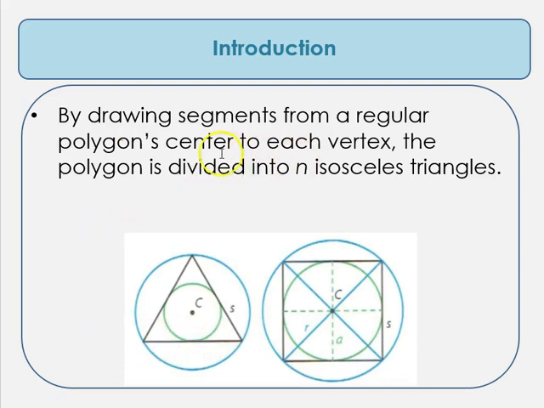By drawing segments from a regular polygon center to each vertex, the polygon is divided into an unknown number of isosceles triangles. So depending on which polygon that you have, and in the square we have 1, 2, 3, 4 isosceles triangles. N will be, for a square, 4 isosceles triangles. For a hexagon or an octagon, it'll be a different amount, and we will discover these things.